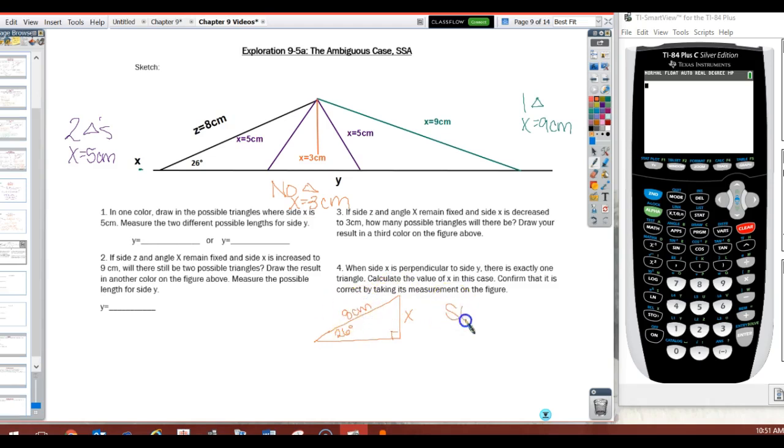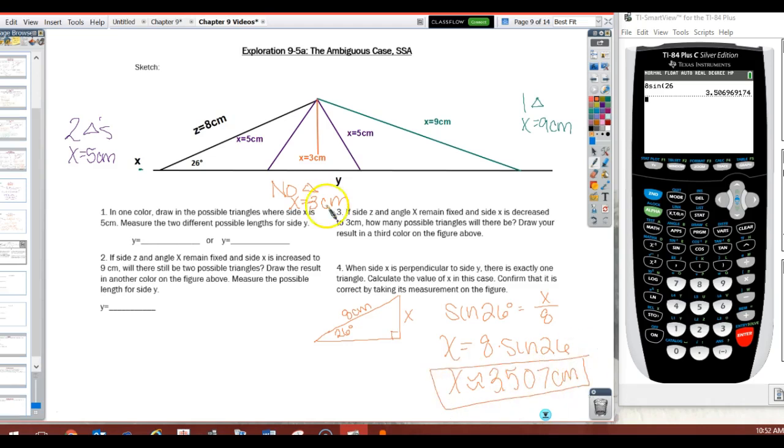So from here you could use the sine of 26 degrees is equal to X over 8. So X will equal 8 times the sine of 26, which we could then figure out pretty quickly in our calculators. And the smallest value that X could ever be to create a triangle with this information is 3.507 centimeters. Well, that's then obvious why 3 centimeters didn't create a triangle with this given information for side Z and angle X.